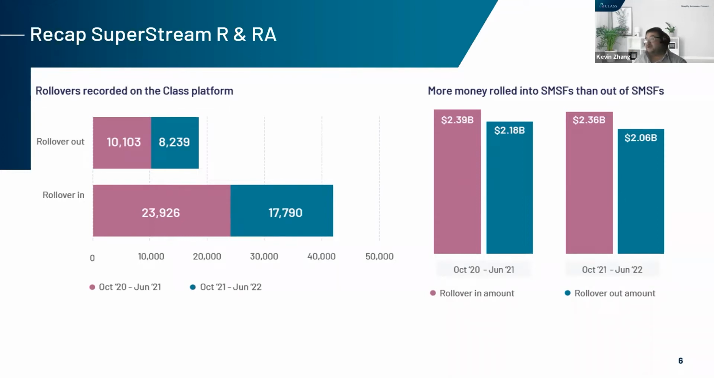Now, SuperStream for SMSFs and super funds has been both controversial and beneficial. It is a double-edged sword, and time will tell if the efficiency gains from the electronic rollovers and digital release authorities will lead to more funds under management for SMSFs and super funds. Class data for the SuperStream hasn't had a significant effect on rollovers for FY22, with rollover counts being less than the previous financial year, both in the number of rollovers and the dollar value.